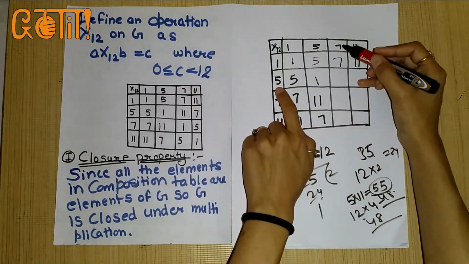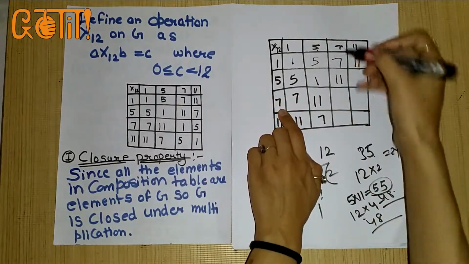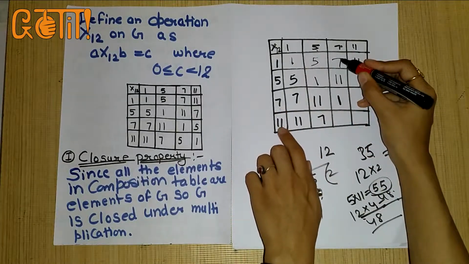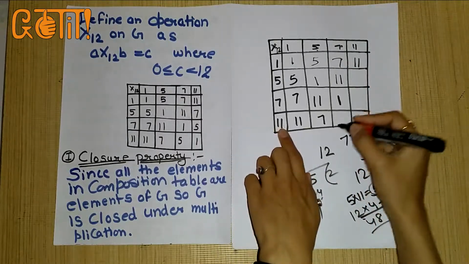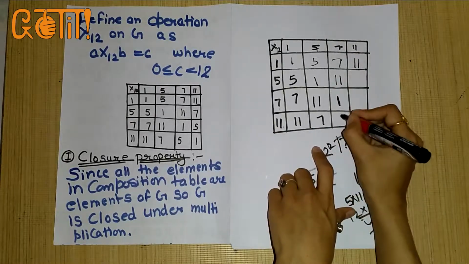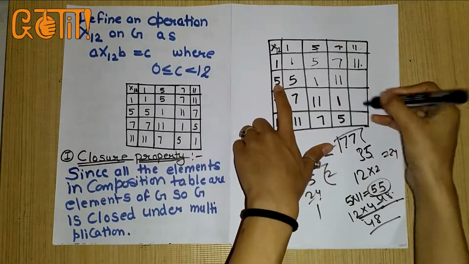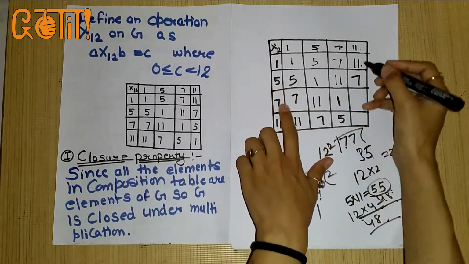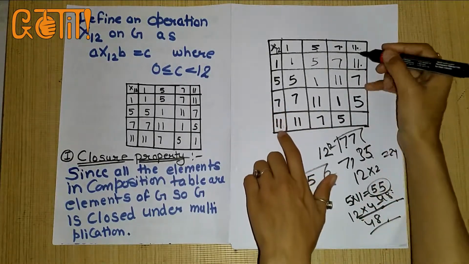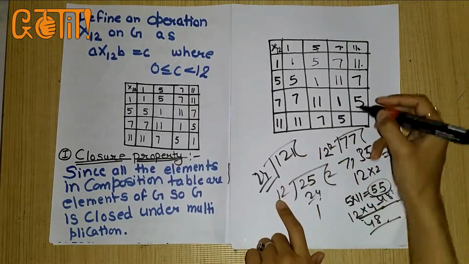Now complete the table. 5 times 7 is 35, again 11 remains. 7 times 7 is 49, so again 1 remains, because 12 fours are 48. And 7 times 11 is 77, again dividing by 12 we got remainder 5. 11 times 5 is 55 and the remainder is 7, and 7 times 11 is 77 and the remainder we got is 5 here. And 11 times 11 is 121, and when I divide it by 12 as a remainder I got 1 here.